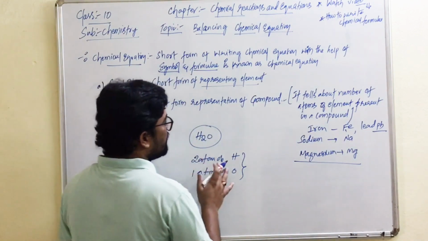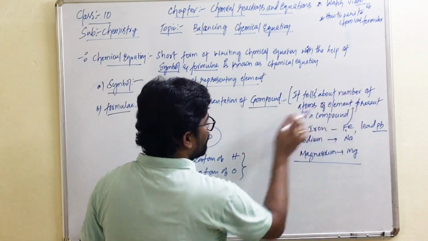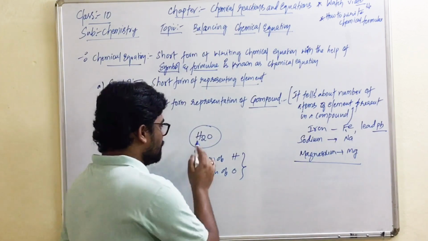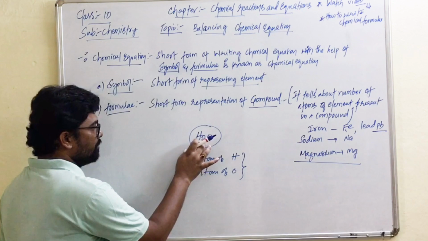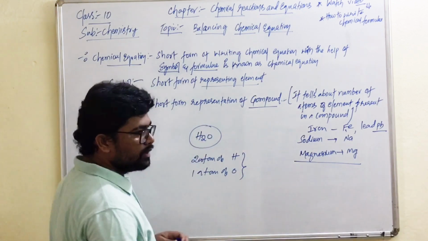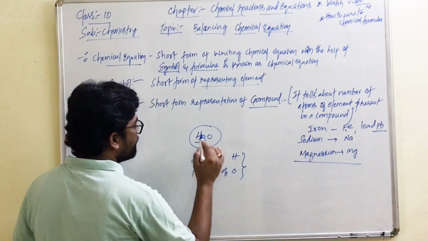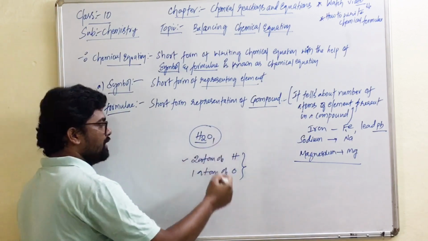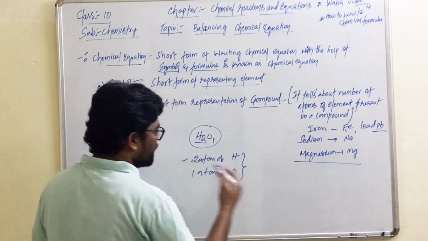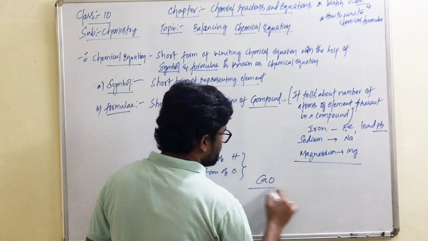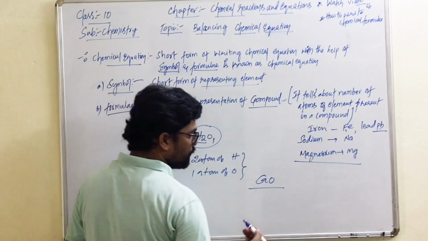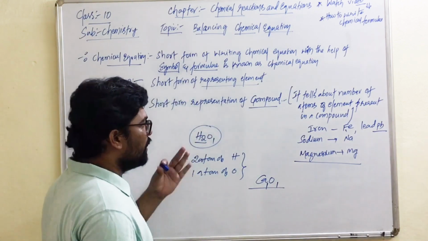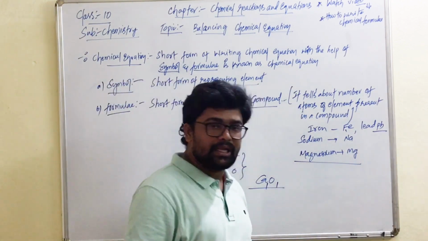So what does this formula tell us? It tells us the number of atoms of an element that are present in a compound. The number written below tells about the number of atoms. So how many atoms of hydrogen are present? 2 atoms. In the same way, oxygen is 1. Let's take one more example, CaO. How many atoms of calcium are present? 1. Oxygen, 1. In that way we can know the number of atoms present in a compound.